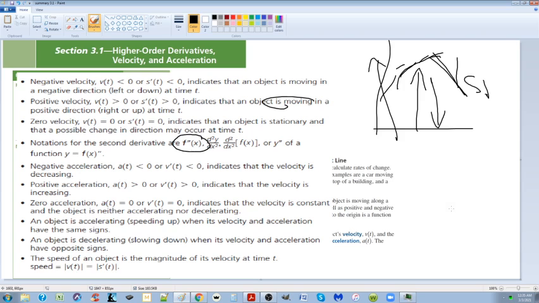Second derivatives are often written f double prime, or this, or this. But f double prime you'll see a lot. Negative acceleration indicates the velocity is decreasing. So as I said, it indicates that the object is starting to turn around. Positive acceleration indicates the velocity is increasing. That's not really big news. And zero acceleration means that the velocity is constant.